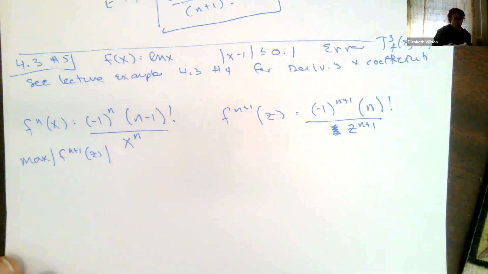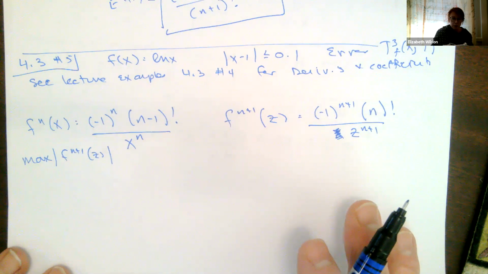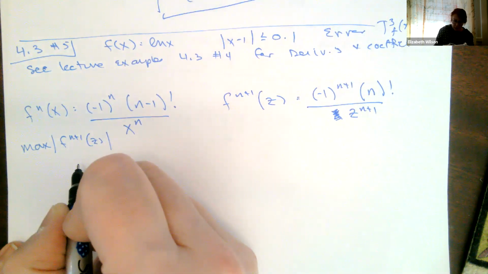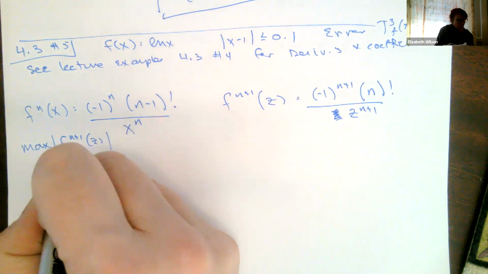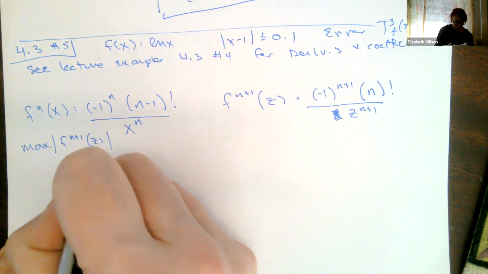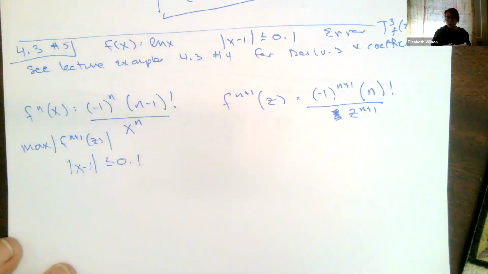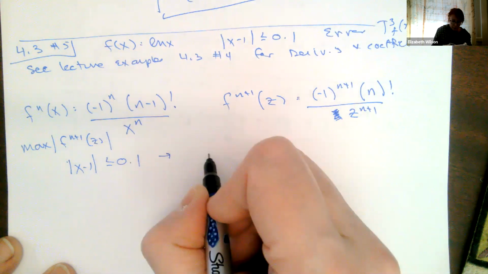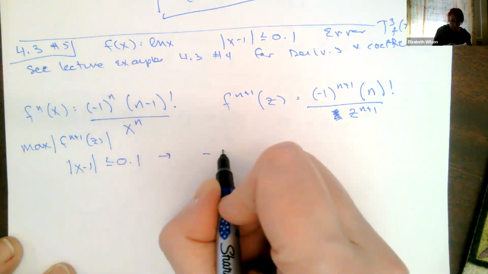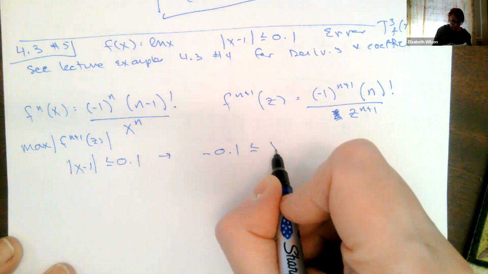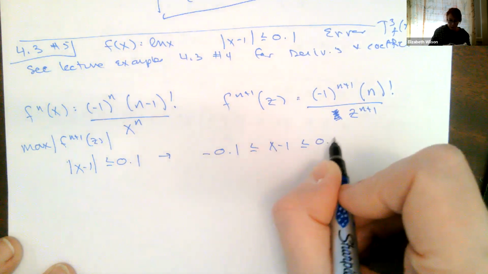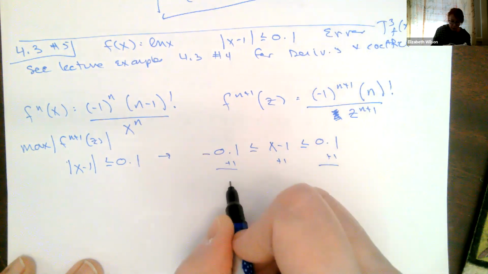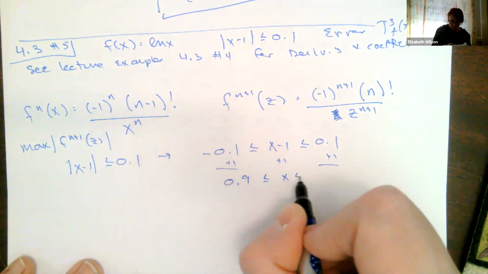Okay, now this problem in particular says we're going to deal with, let's see, what did we say? We said the absolute value of x minus 1 is less than or equal to 0.1. This is what was given to us at the beginning. So I'm going to rewrite this to get rid of the absolute value. That's between negative 0.1 and positive 0.1. I'm going to add 1 to both sides. This is going to be 0.9 and 1.1.